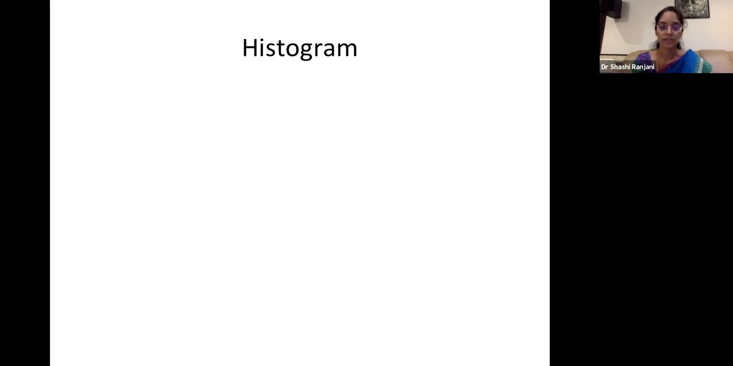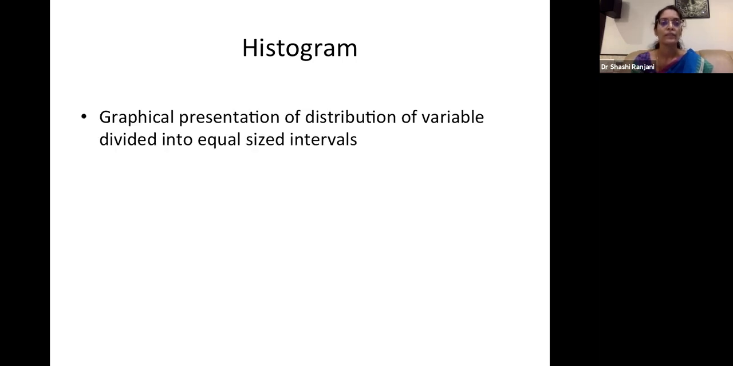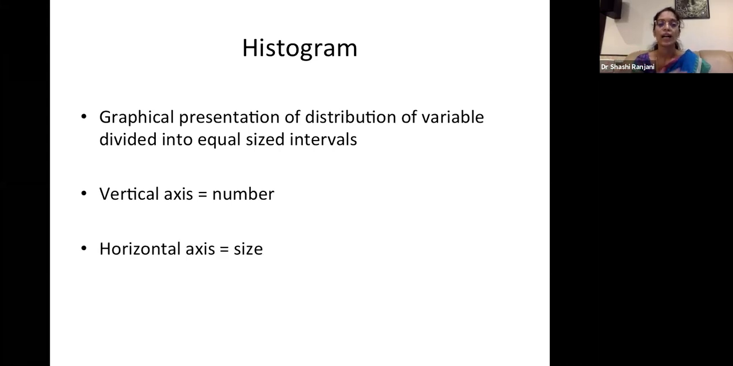So next is the histogram. A histogram is nothing but the graphical representation of what the Coulter reads. So it is a graphical representation, and there can be a platelet histogram, an RBC histogram, and a WBC histogram. On the vertical axis, we have the number. That means the more the number, the higher your graph is going to be. And on the horizontal axis, it's the size.